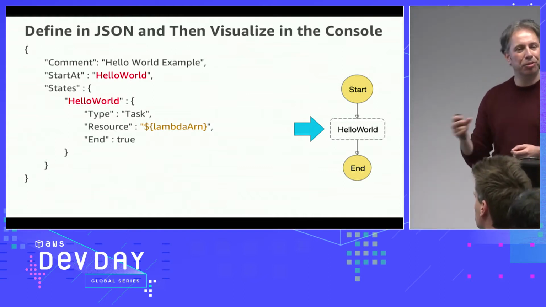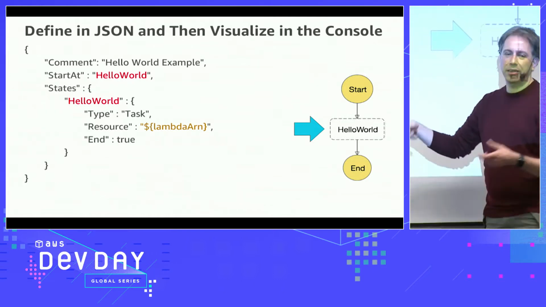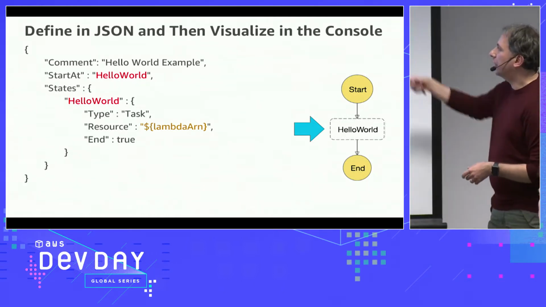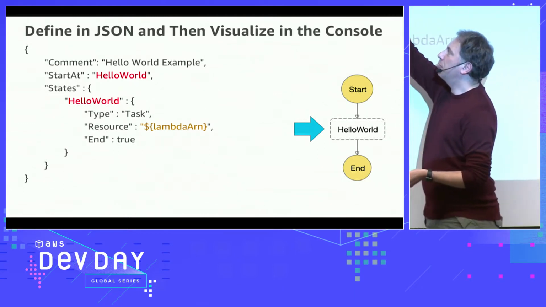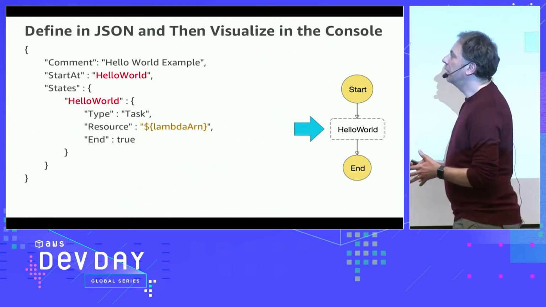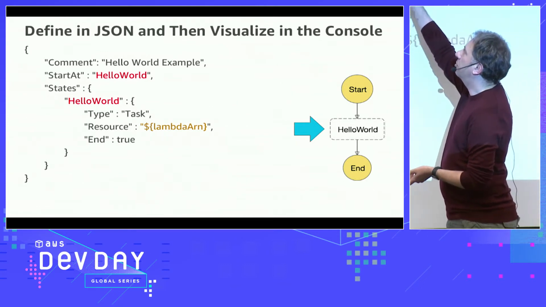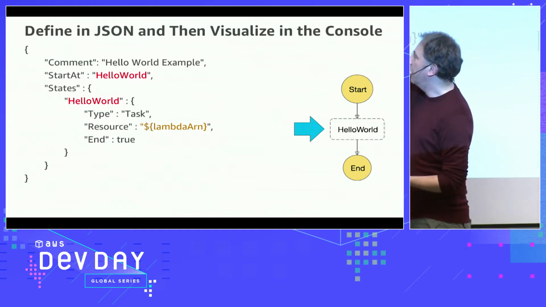Hello World is the theme of the day, at least in my presentations. And this is a single state, single task state machine. I have a start and an end. So I can add a comment. Then I have to say which is the starting state, because the order of the JSON file can be different from the execution state. So I start from the state hello world. Then I have the list of states. I have only one state here, hello world.